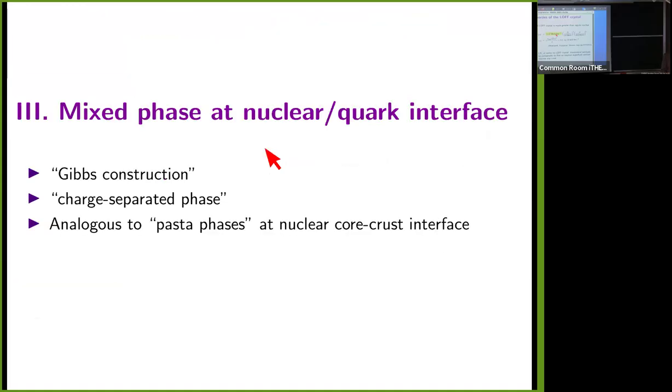Okay, so let me go on to the mixed phase at the nuclear quark interface. This is something you've heard of before, perhaps. People have different words for these things. They call them the Gibbs construction, or charge-separated phases, or pasta phases when they're at the nuclear core-crust interface. I'm going to explain what one of these phases is, what the Gibbs construction is, because it's generic to all these situations.